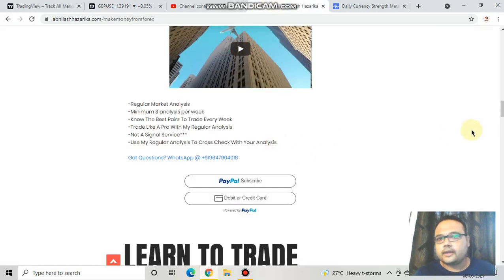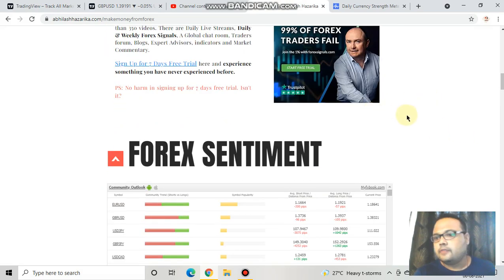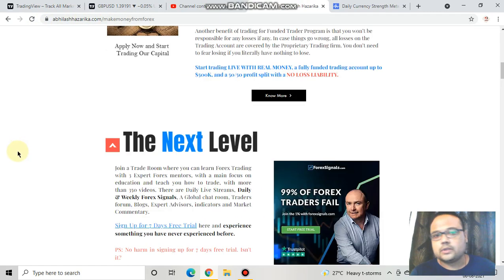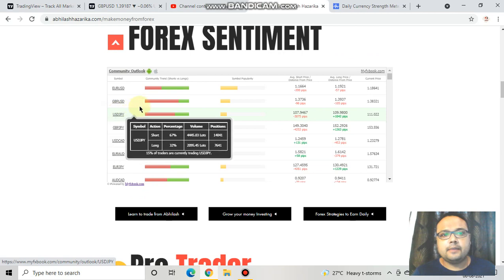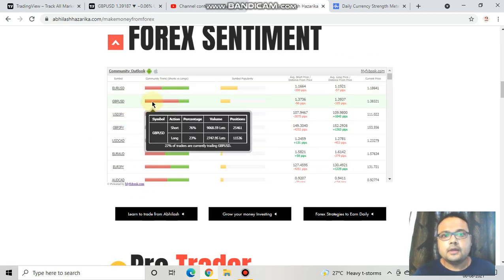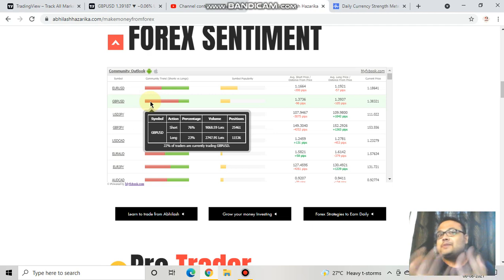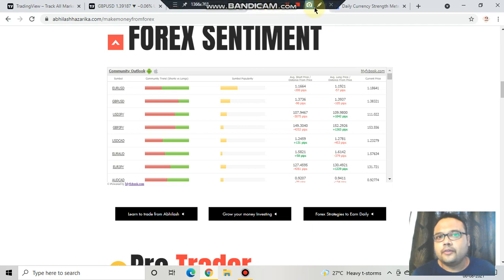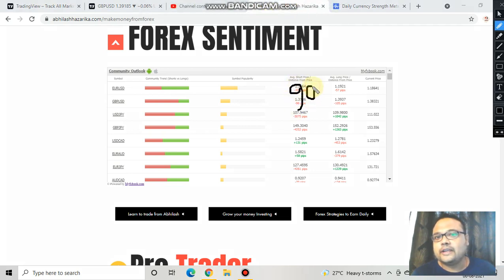If we go to the forex sentiment meter, you'll find it on my website avillashhazarika.com under the forex 101 section. You can see that 76% of traders have taken a short position, whereas only 23% have taken a long position. So 76% of retail traders think the market will go down, and as we all know, the market always moves against the retail traders, and as a result 90% of traders lose money.